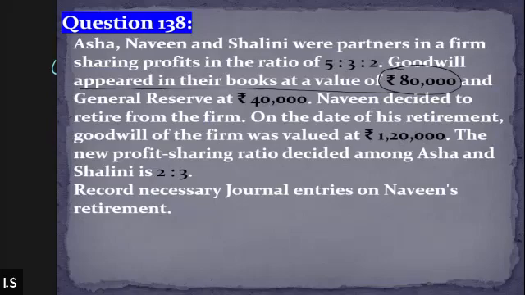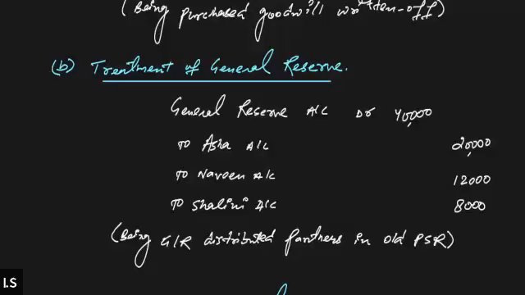Correct. Then what about the general reserve? Sania, how did you treat the general reserve? We have to distribute it among the partners because nothing is given. Yeah, if nothing is given, we will presume that it needs to be distributed among the partners, and this needs to be distributed in the old PSR, right? After distributing it in the old PSR, Asha should be getting 20,000, Naveen's account should be credited by 12,000, and 8,000, right? All right then. So this is the correct solution of this.